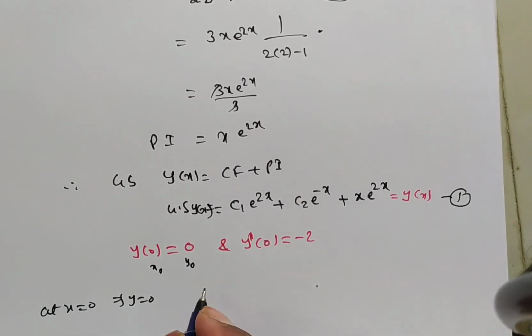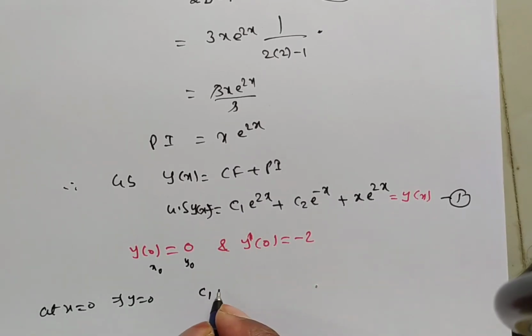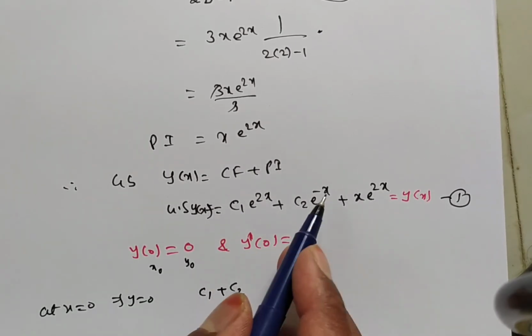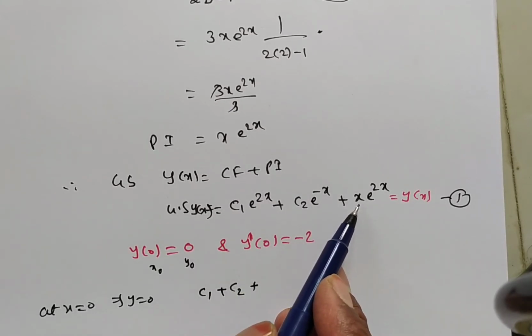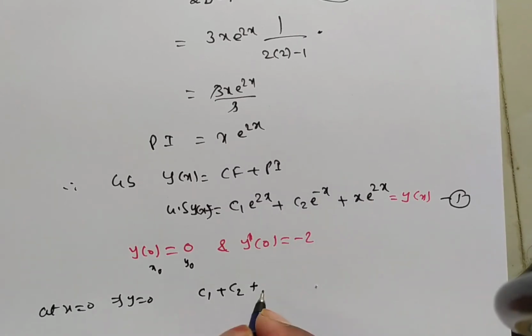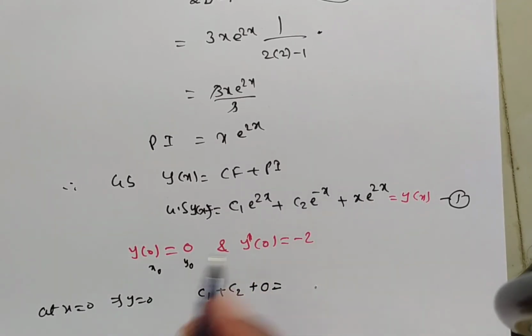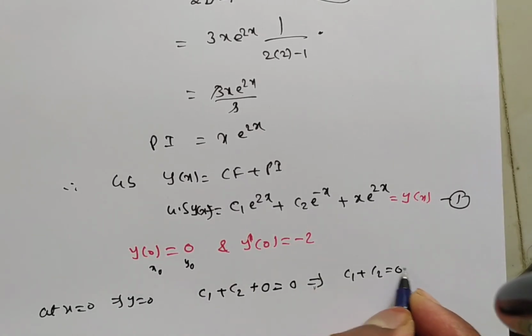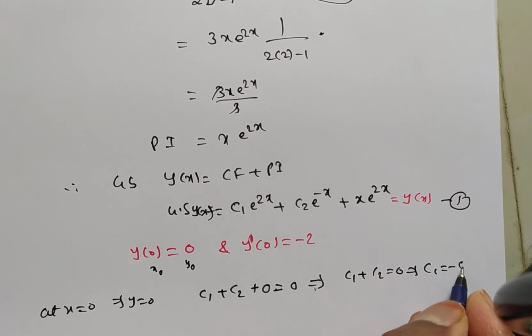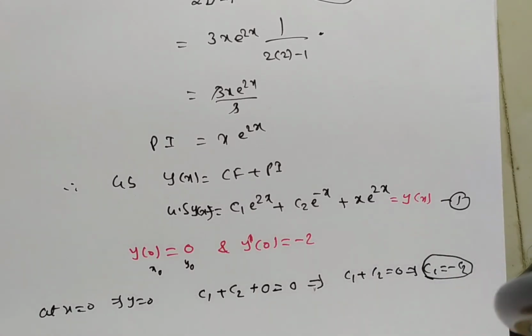From equation 1, what are you getting? c1 into e power 0, which is 1, plus c2, e power 0 means 1, plus x, which is 0, so 0 into e power 0 means 0 only, is equal to y of 0. What is y of 0? y naught is 0. Therefore c1 plus c2 is equal to 0, which implies c1 is equal to minus c2. That's it.